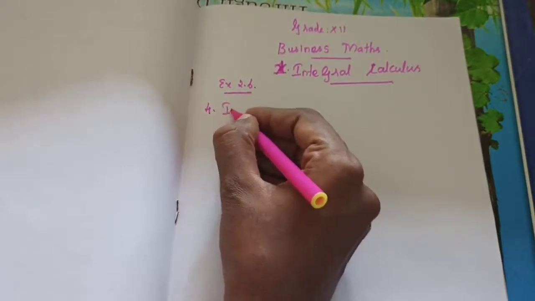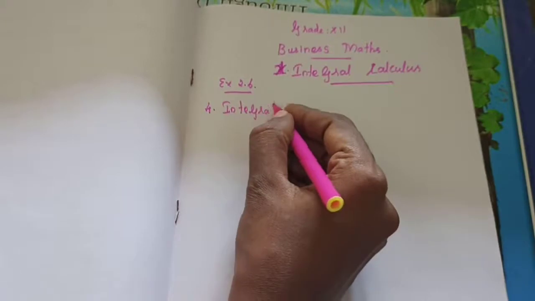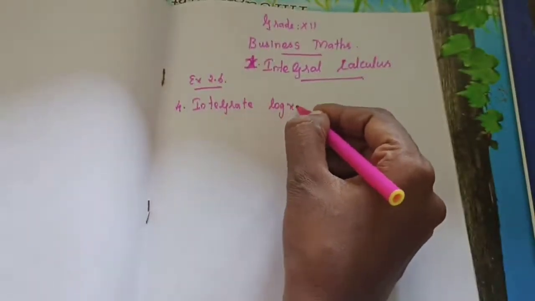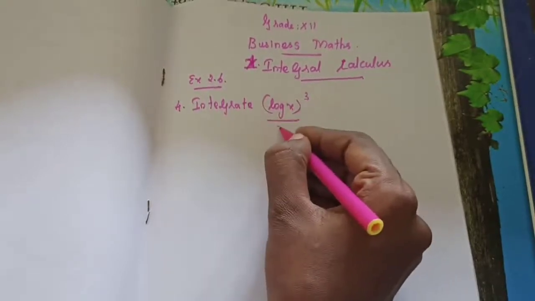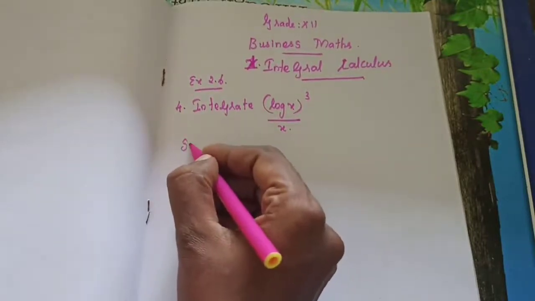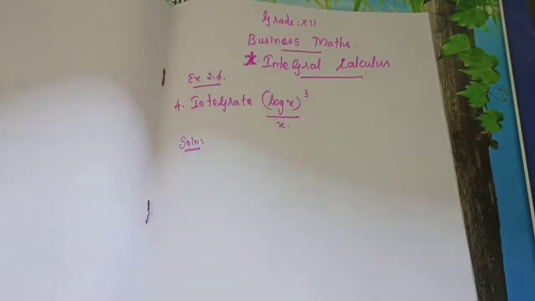The question is: integrate (log x) the whole cube divided by x. We need to integrate. Already I taught you how to integrate. This method is type number 6. The type name is integration by substitution, or change of variable method. So we will substitute something here.